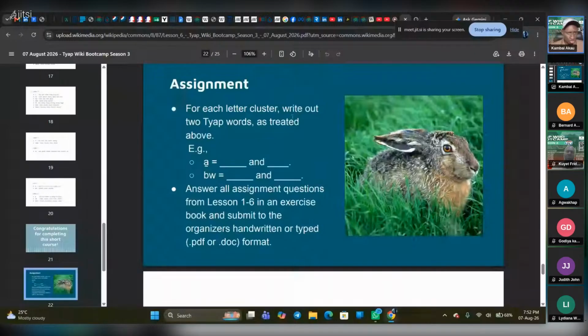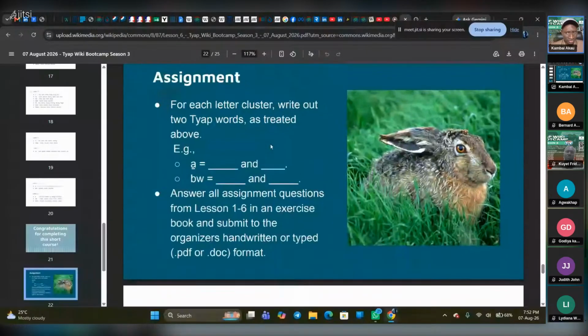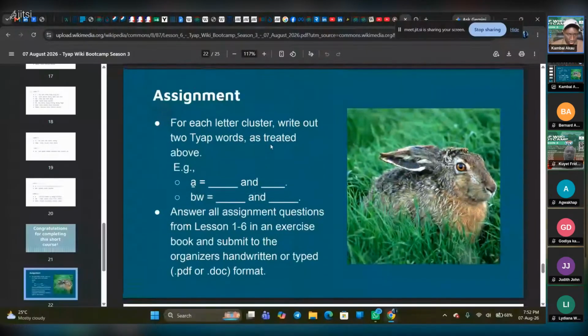Write out 2 words of the Tyap language. This would help you to get familiar with the orthography of the Tyap language. The more you write it, not just read it, not just watch it and listen to it, write it, you are going to get more familiar with what is possible in the Tyap language, what is not possible to have in the language. And then answer all assignment questions from lessons 1 to 6 in an exercise book and submit to the organizers handwritten or typed.